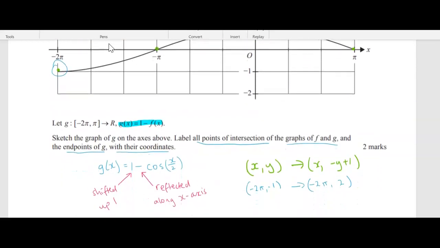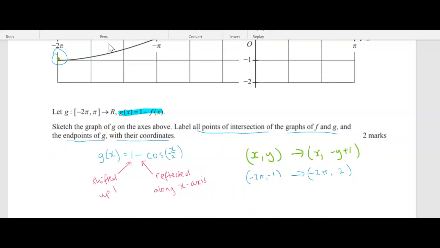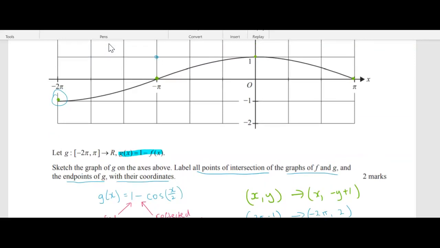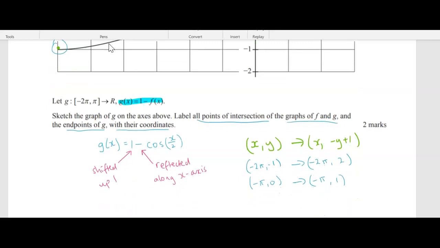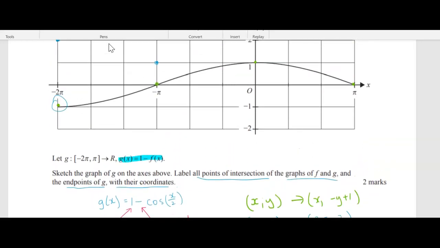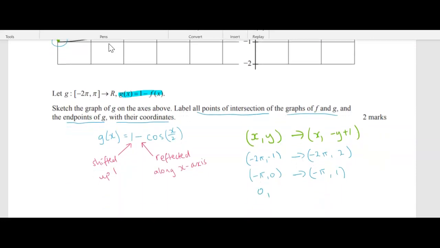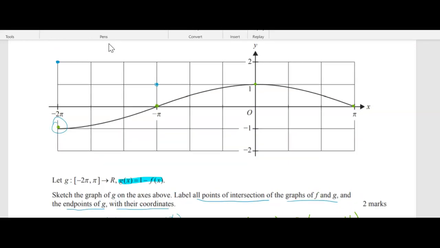All right, next point, negative pi, 0. All right, so your x's stay the same, which kind of makes it a bit easier. Negative 0 is still 0 plus 1, so that becomes 1. So we're going up to 1. And what's our next point? 0, 1. Okay, so the x stays the same. Negative 1 plus 1. Okay, so that goes to 0, 0.